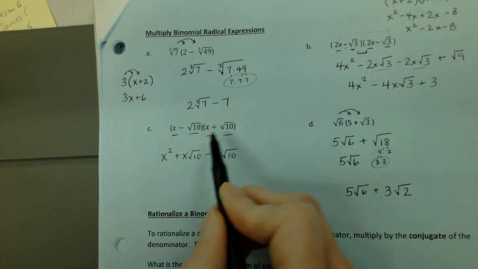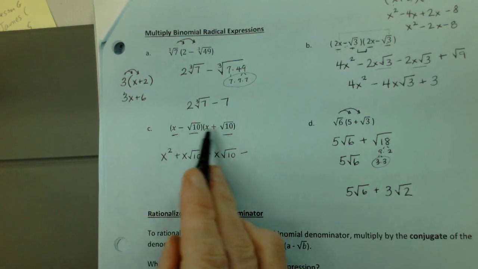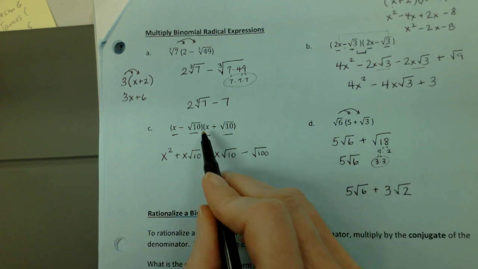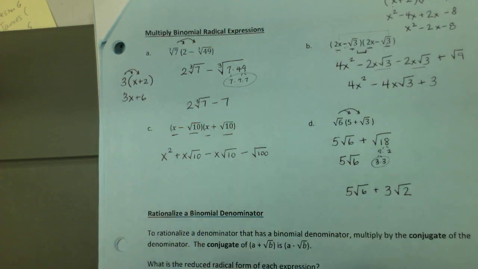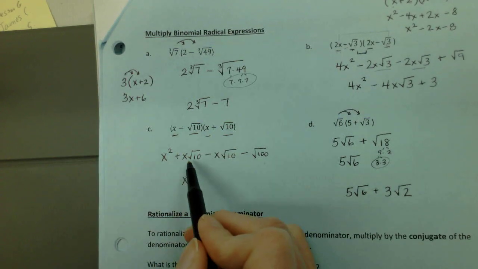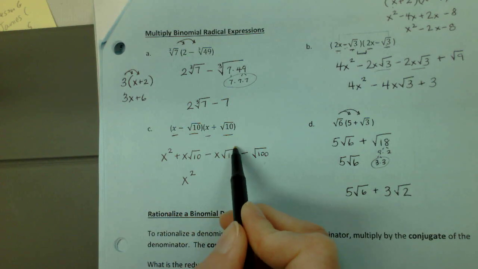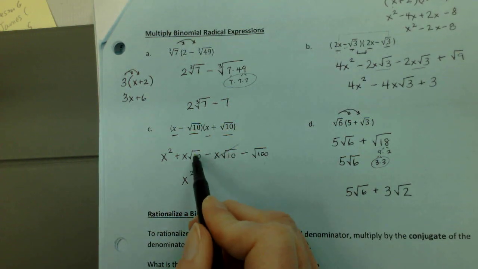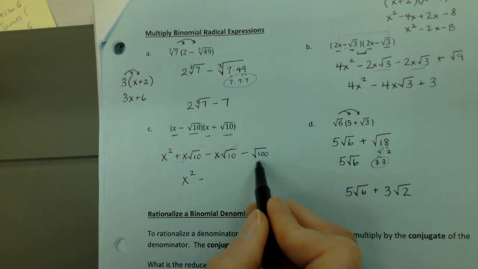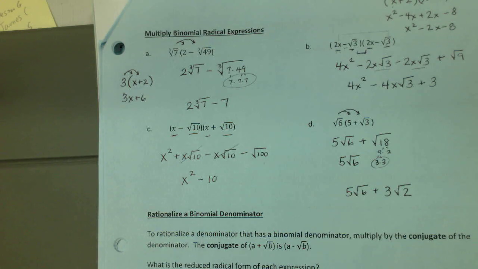Last term times last term is a negative, because it's a negative times a positive, so it's a negative square root of 100. Both of these are under the radical, so I can multiply those. Okay, let's simplify. We have an x squared. A positive x square root of 10 minus x square root of 10. Those are opposites of each other. Those are going to cancel each other out and give you 0. And then minus the square root of 100 is 10. So my answer is x squared minus 10.